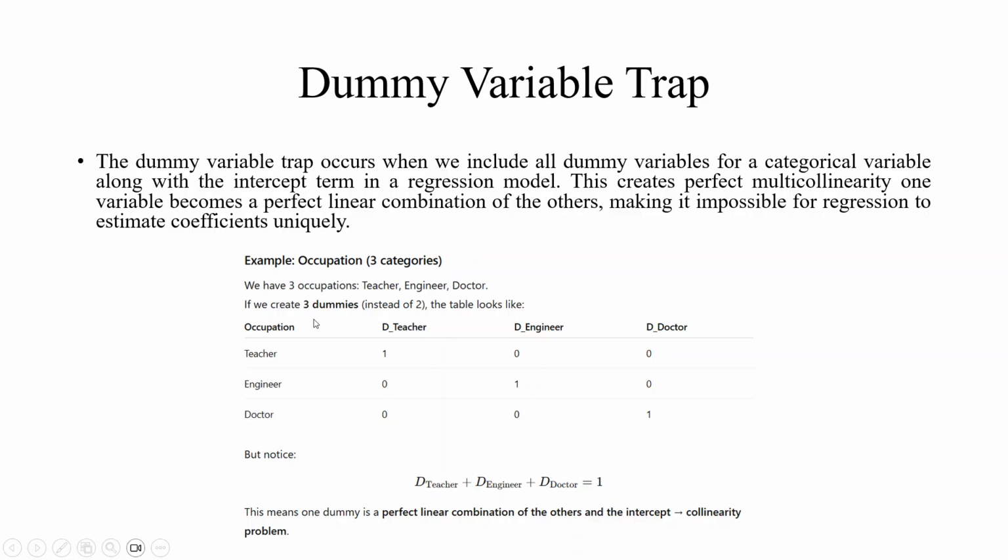Now, see how it can happen. We have 3 occupations, teacher, engineer, and doctor, and we have created 3 dummies, teacher, engineer, and doctor. Now if we do the summation of it, it is 1. This means one dummy is a perfect linear combination of others and the intercept. And this will create a major problem of multicollinearity. We cannot run this equation.